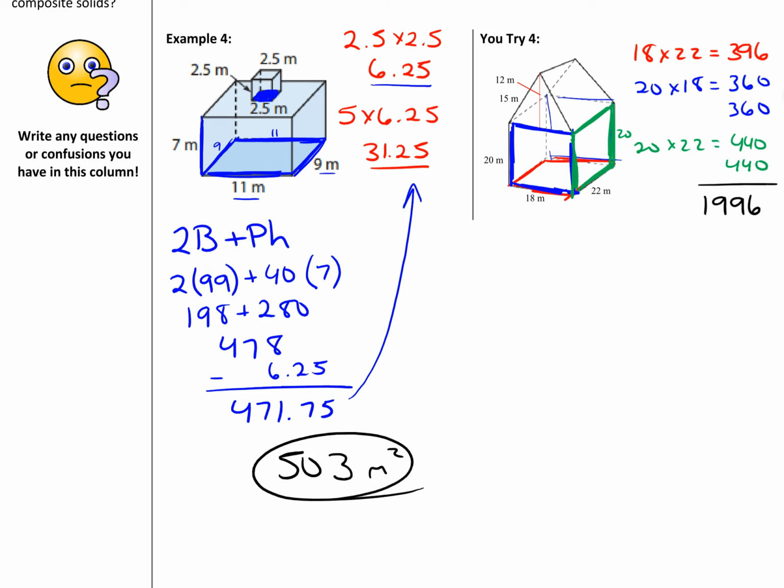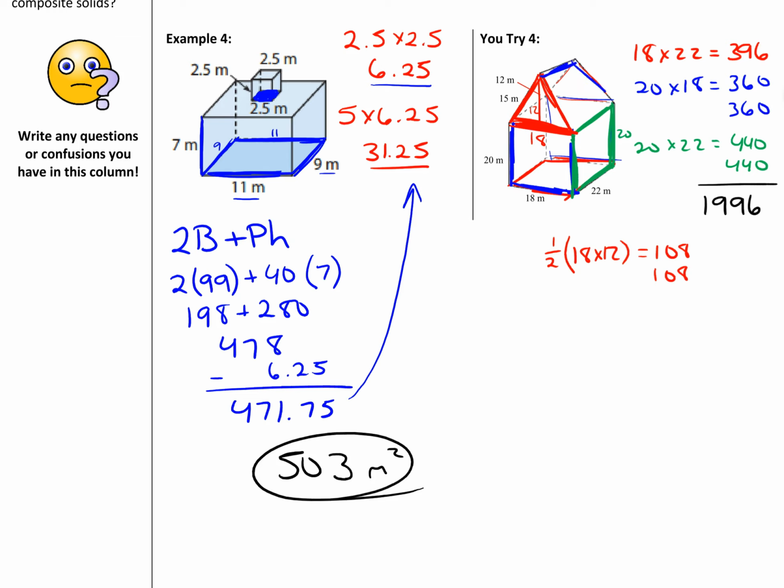Next, we want to find the surface area of the triangular prism. Normally they have 5 faces, but we can only see 4: the 2 triangles and the 2 rectangular faces. Starting with the triangular bases, I have a base length of 18 and a height of 12. So 1/2 of 18 times 12 is 108. And I have 2 of those.